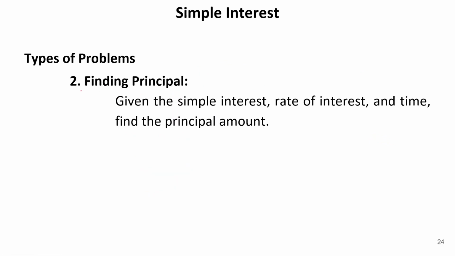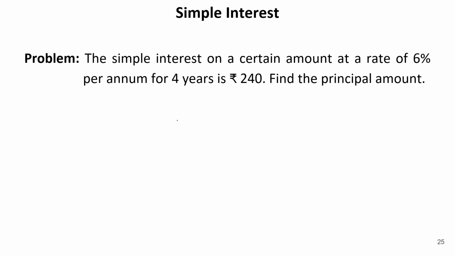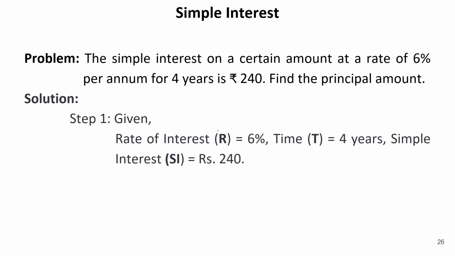Let's see problem number 2: finding principal value. Given the simple interest, rate of interest, and time, find the principal amount. The simple interest on a certain amount at a rate of 6% per annum for 4 years is 240. Find the principal amount. How to find the principal amount? Given to us is the rate of interest, 6%, and the time is 4 years in this case. So simple interest will be PRT, right?